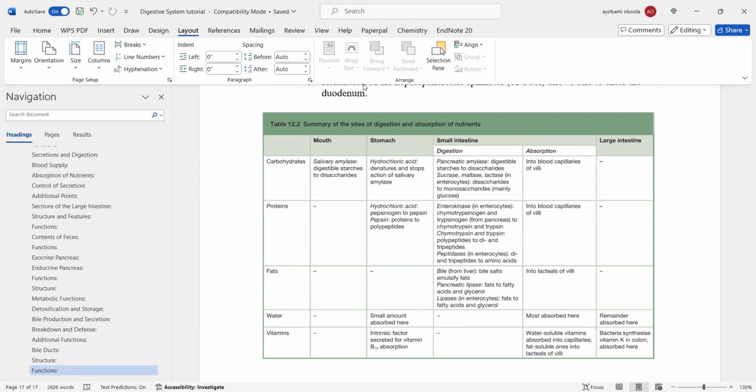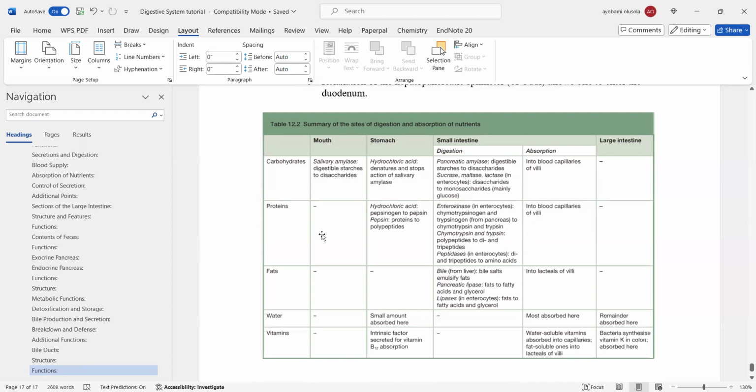Carbohydrate. The digestion starts in the mouth by salivary amylase, and digests starch to disaccharides. Then the digestion continues in the stomach. The hydrochloric acid in the stomach stops the action of salivary amylase. Then in the small intestine, pancreatic amylase further digests starches into disaccharides and monosaccharides, mainly glucose. So it is also absorbed in the small intestine into the bloodstream.